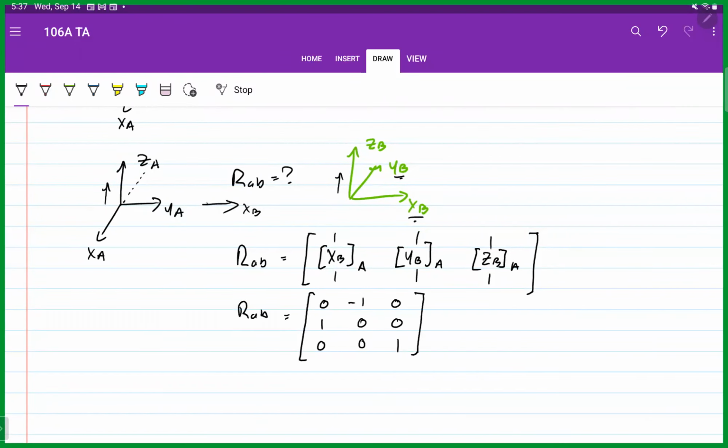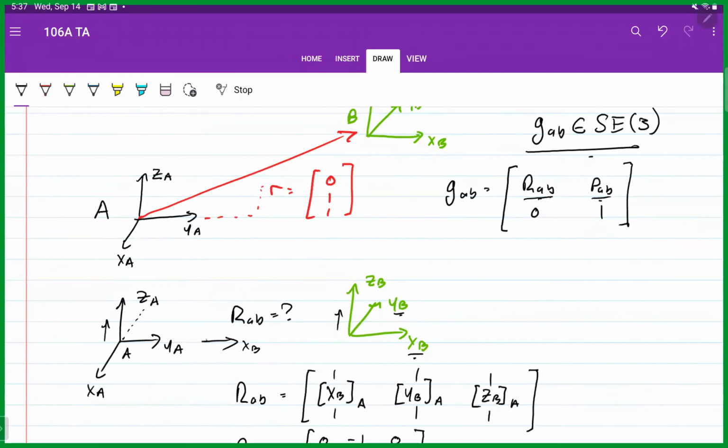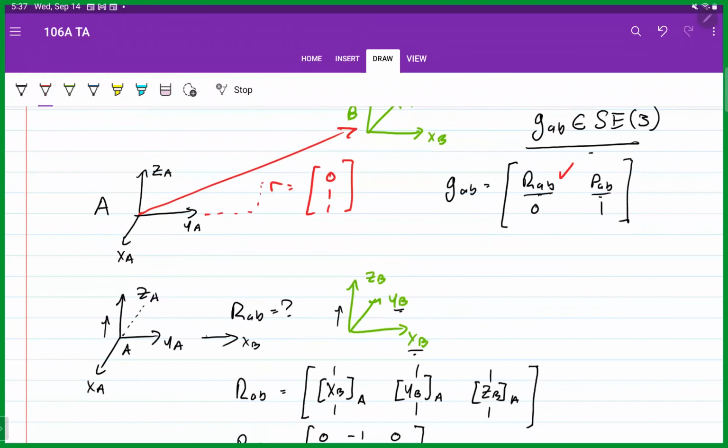And that's how we find our rotation matrix, right? So you could see that when we have these very simple transforms, we can really just pick it out visually and just see where these vectors are with respect to this original frame A, okay? So we found RAB, right? That's all good. Now we just need to go ahead and find this PAB over here. What is that equal to?